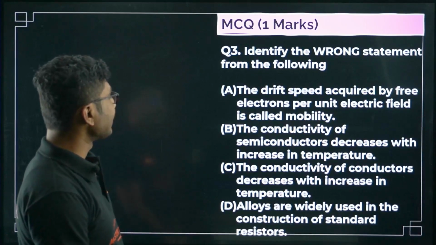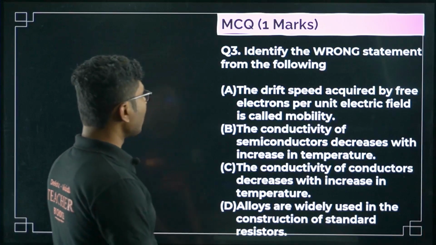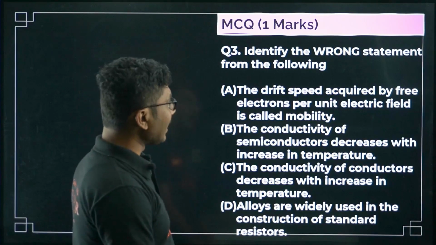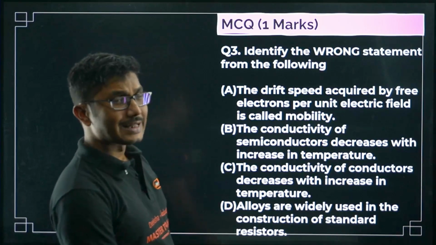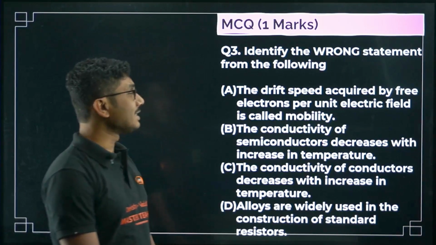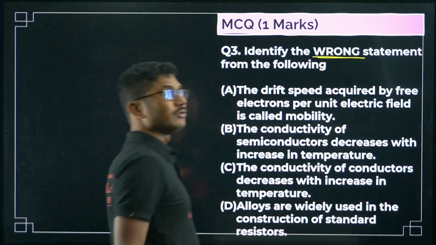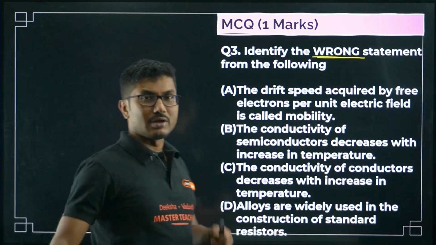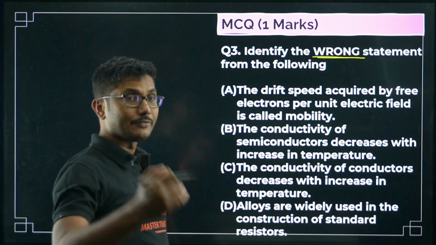Now let's see question number 3. Identify the wrong statement from the following. The drift speed acquired by free electrons per unit electric field is called mobility. That is the definition of mobility. So definitely it is a correct statement. Now you have to identify the wrong statement. Be very careful. So 3 statements are correct, only 1 statement is incorrect. So you have to read all the options properly before answering.